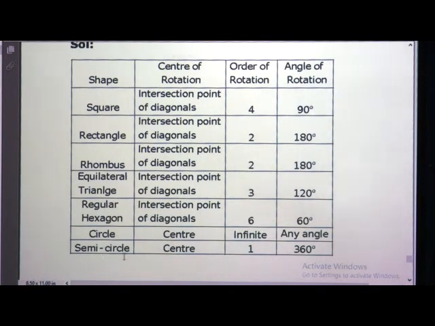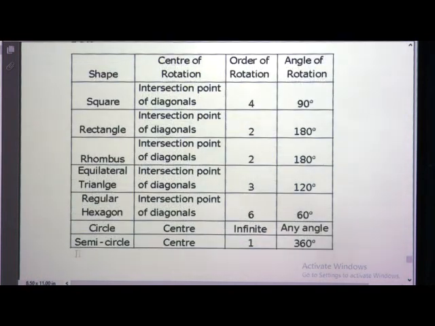Then what about the semicircle? In the semicircle, yes, we will have a center of rotation, and the order of rotation is 1. I told you each and every object has order 1 rotation. It will rotate one time to come back to its original position, as 360 degrees. So, order of rotation is 1 and the angle of rotation is 360 degrees. In this way we found the center of rotation, order of rotation, and angle of rotation for different figures.